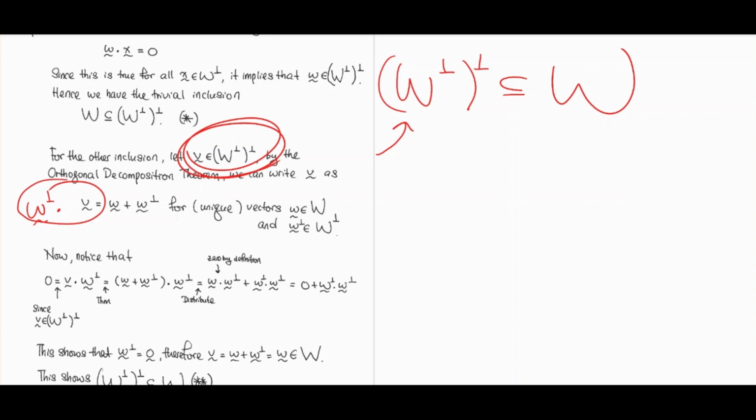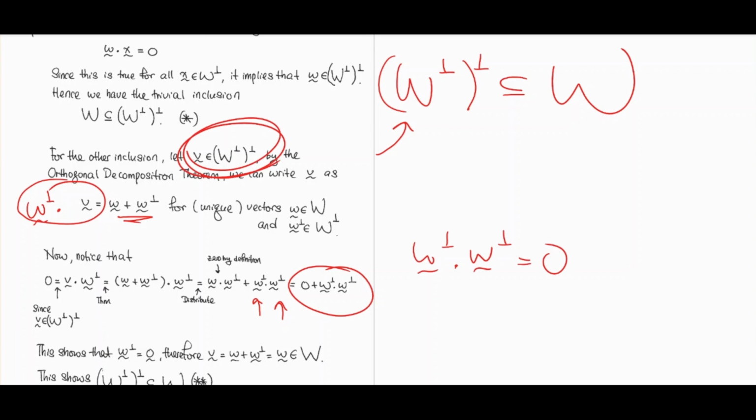Because we are taking the dot product, we can distribute this to this and this to this. So what do we have? After you distribute, this is an element in W perp, and this is an element in W, so again this has to be 0. And then we have W perp dot W perp. So now we have W perp dot W perp equal to 0.